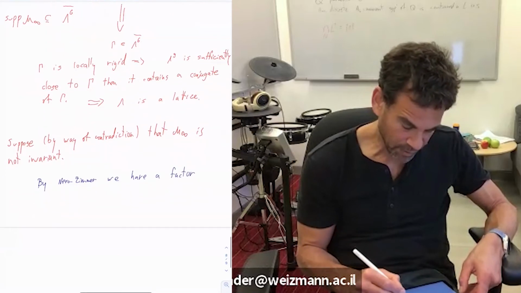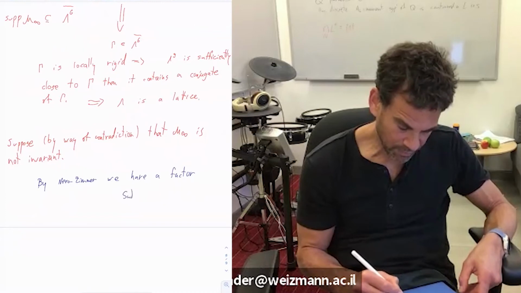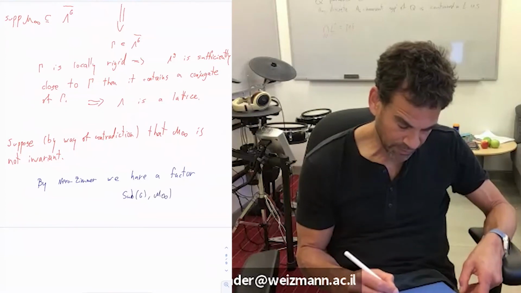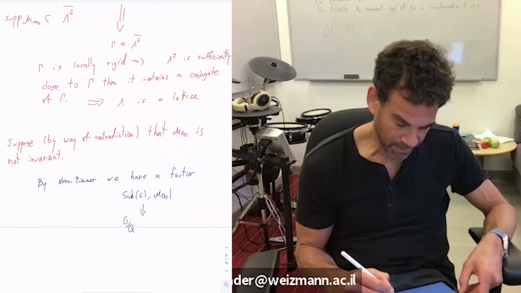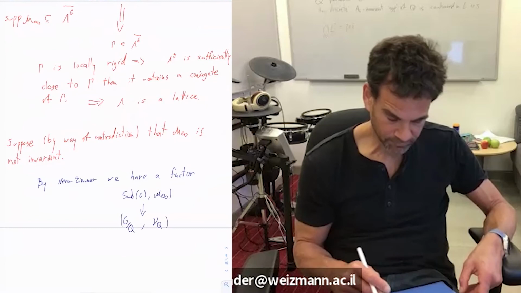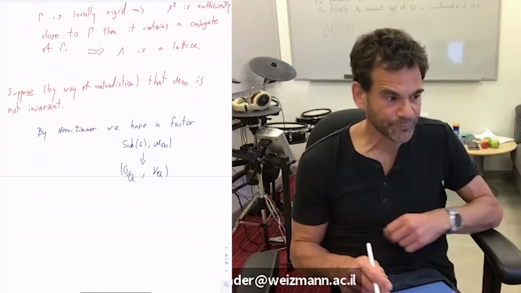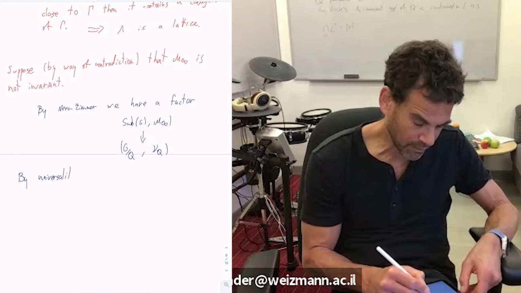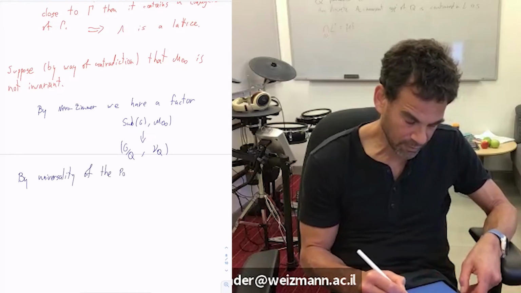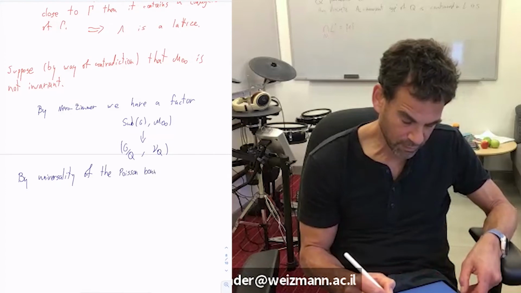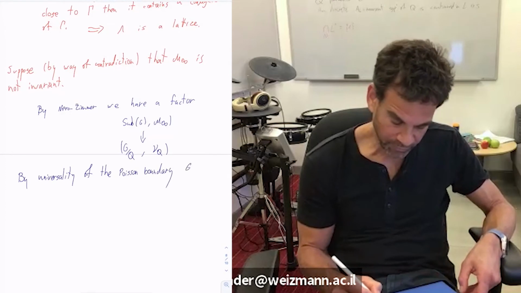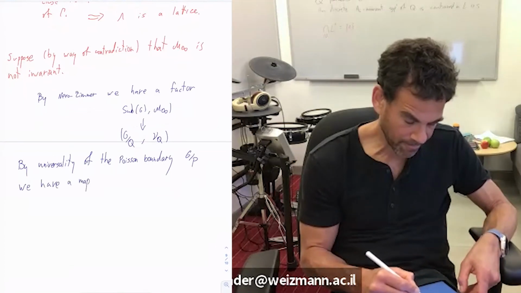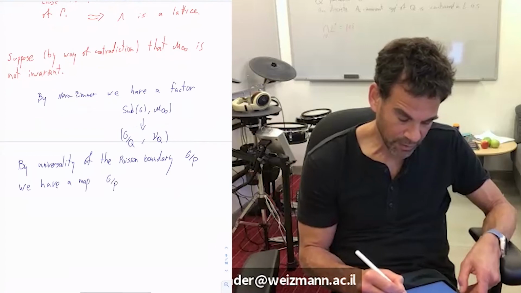A measure preserving factor, if you want, from G mu infinity, and it factors to G mod Q with nu Q. And then by universality of the Poisson boundary, that we explained, which is G mod P, we get a map from G mod P. There is a unique map.